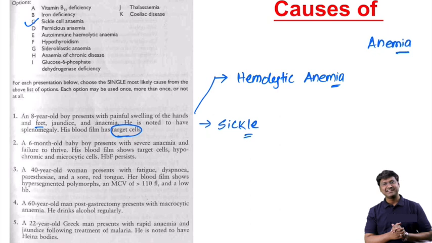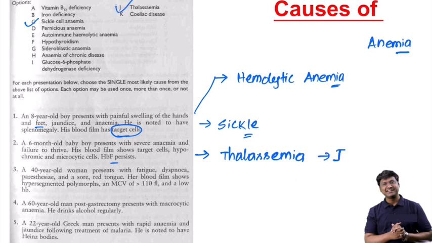And you take the second clinical scenario. A 6-month-old baby boy presents with severe anemia and failure to thrive. His blood film shows target cells and hypochromic microcytic anemia, and fetal hemoglobin is still persisting. Normally after the birth of the baby, what should happen to the fetal hemoglobin? Fetal hemoglobin slowly disappears. And our patient is having microcytic hypochromic anemia and target cells. So this is very much suggestive of thalassemia. Because the other important differential diagnosis for microcytic hypochromic anemia is iron deficiency anemia, but in iron deficiency anemia you will not have the target cells. So this clinical scenario is very much suggestive of thalassemia, right? So the answer is J.